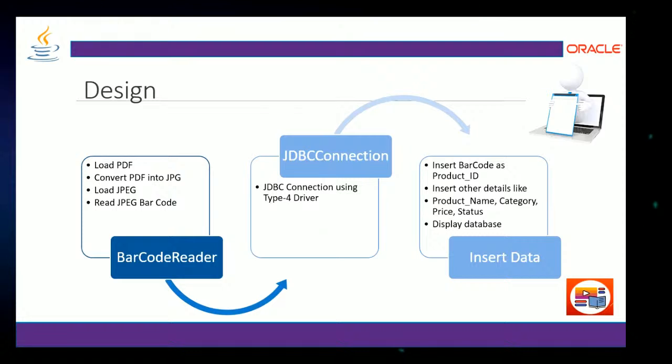In this particular example, we are going to use type 4 JDBC driver connectivity, and once the database is connected, we are going to insert that barcode as a product ID into the database. That's our next block. Now insert barcode as product ID in a product table. Insert other details like product name, category, price, status, and display all the information about that particular table. That's what display database. So this will be the particular design of this barcode reader.